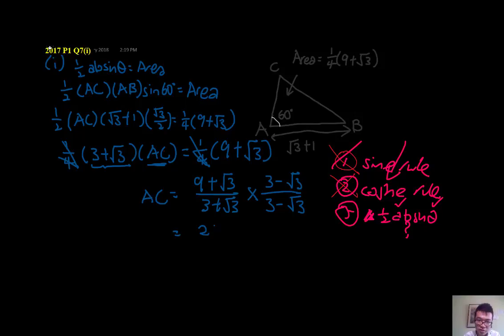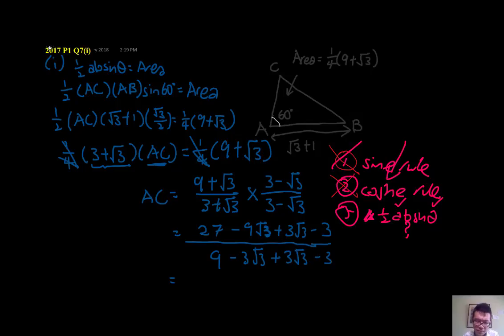9 with 3 gives you 27. 9 with negative square root 3 will give you minus 9 square root 3. 3 with square root 3 will give you 3 square root 3. And this will give you minus 3. Just the same for the rest. 3 times 3 gets 9, minus 3 square root 3. And there you have it, 24 minus 6 square root 3 over 6. So just one step away from the answer. 24 divided by 6 gives 4, minus square root 3. This should give you the answer.